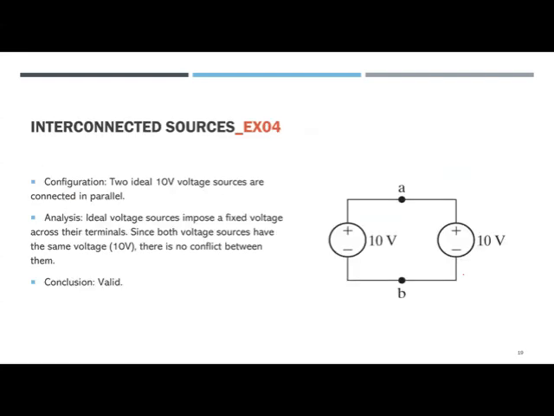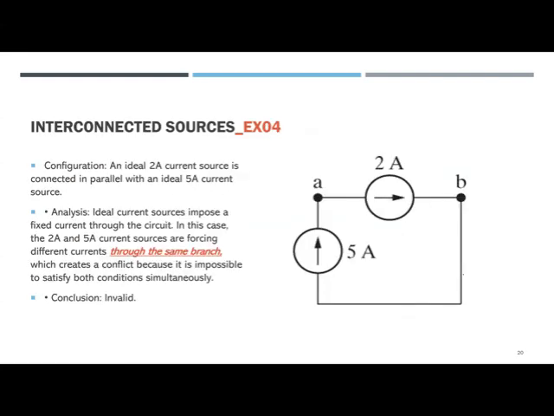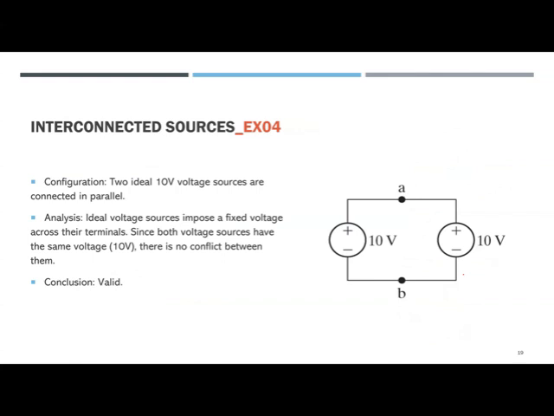Okay, don't be confused. All right, so there are still really simple yes and no questions. So that was for the circuit. That is symmetric based on the A and B line. The left side and the right side are the same, 10 volts. Okay, so two identical ideal 10 volt sources are connected in parallel. The ideal voltage source imposes a fixed voltage across its terminals.